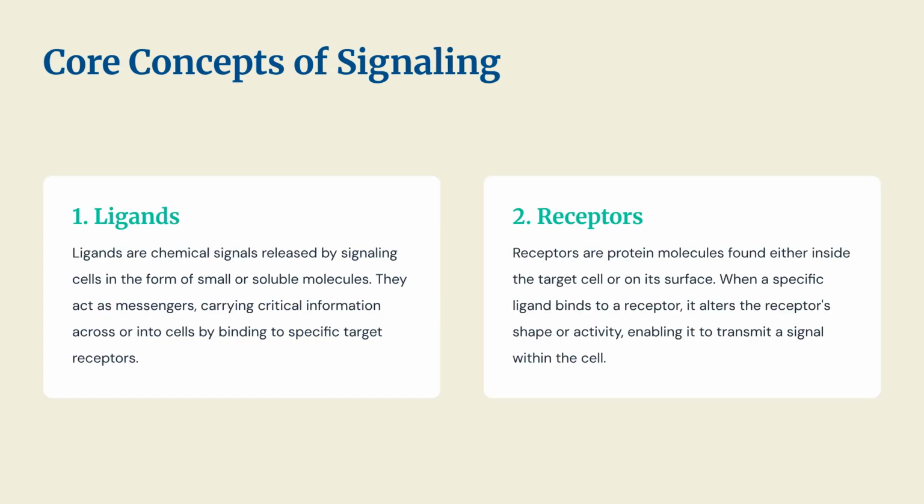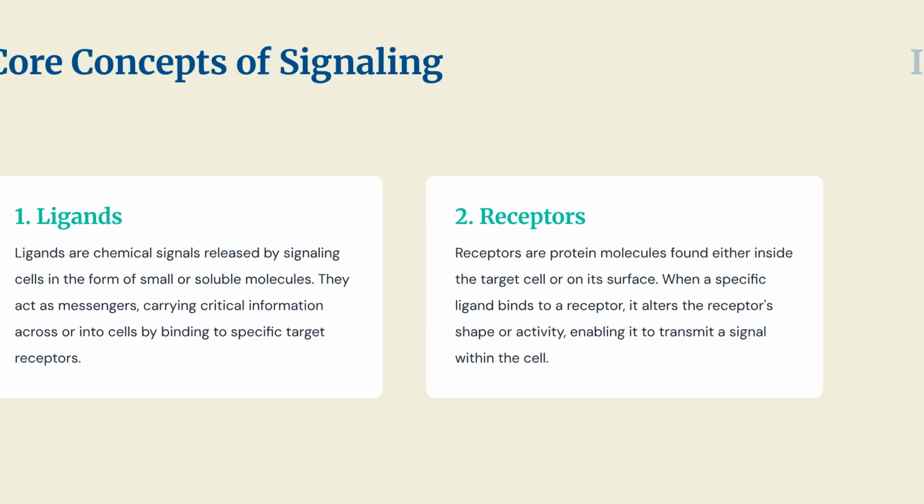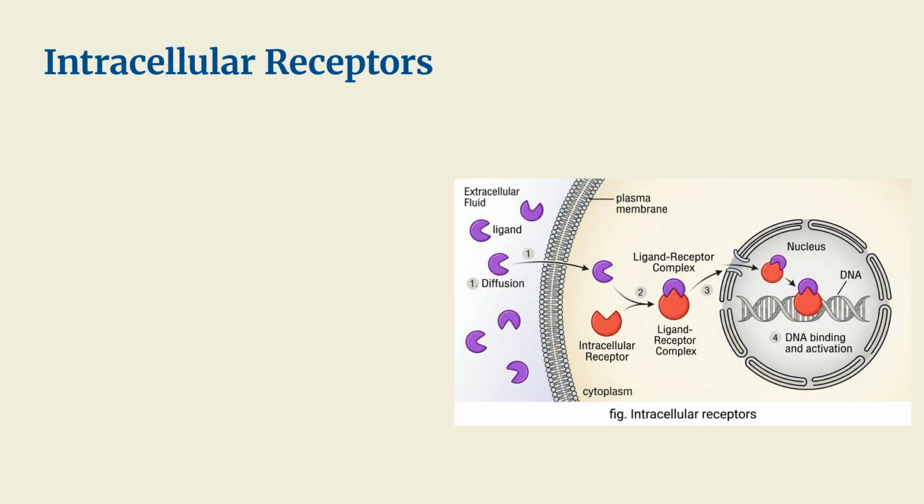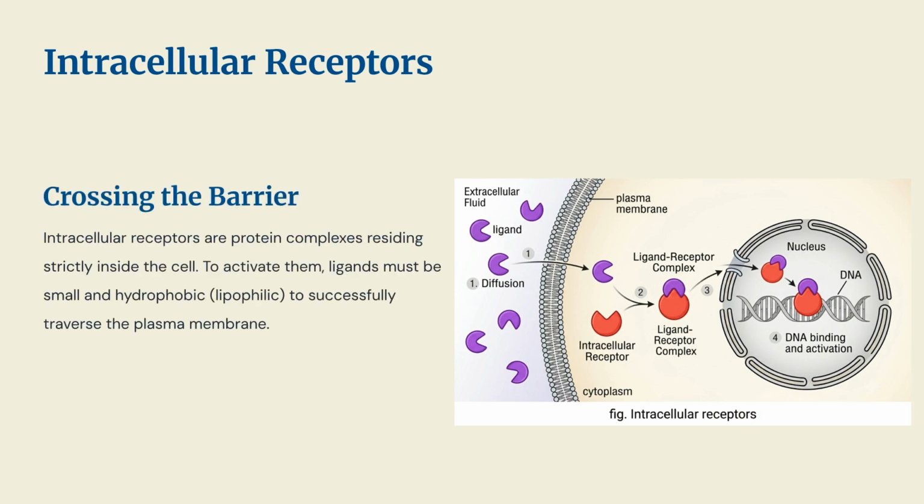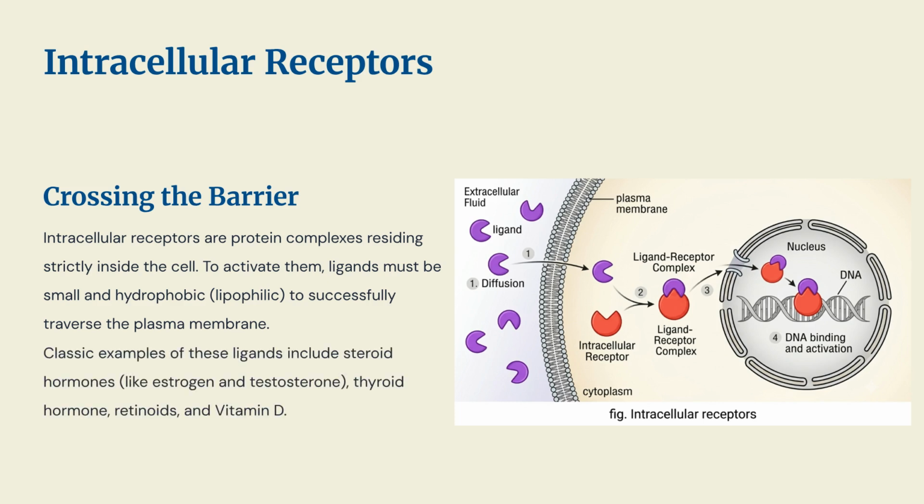Core signaling relies on two components, ligands and receptors. Ligands act as chemical messengers, while receptors are the proteins that change shape upon binding, triggering a signal within the cell. Intracellular receptors reside inside the cell. To activate them, small lipophilic ligands must pass through the plasma membrane. Examples include steroid hormones, thyroid hormone, retinoids, and vitamin D.